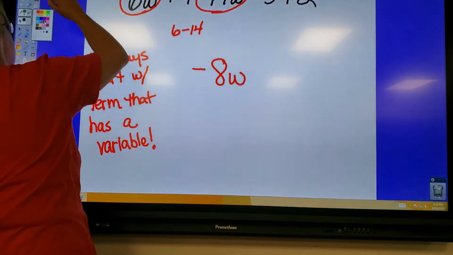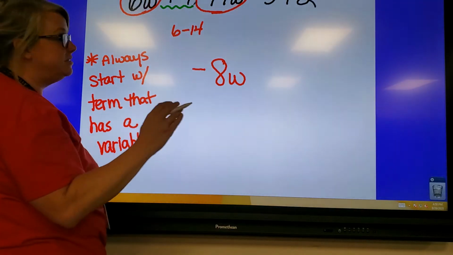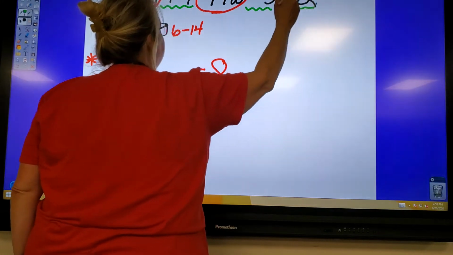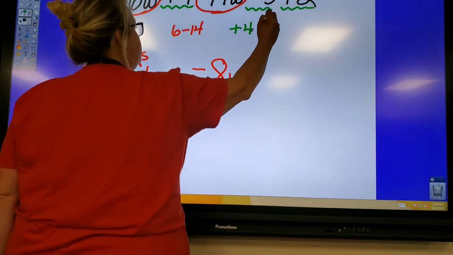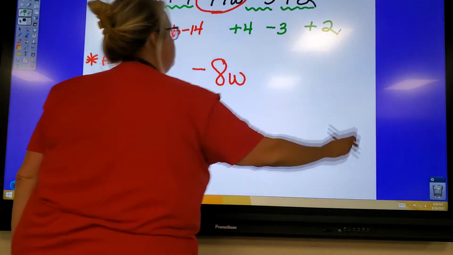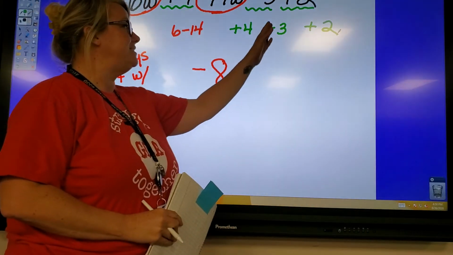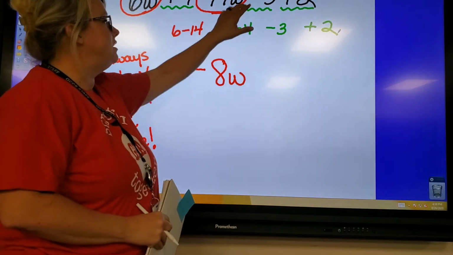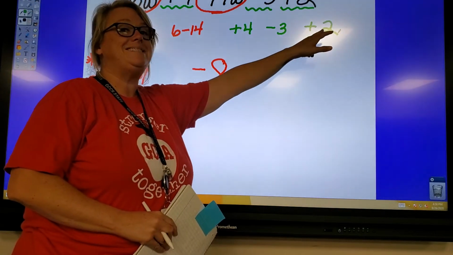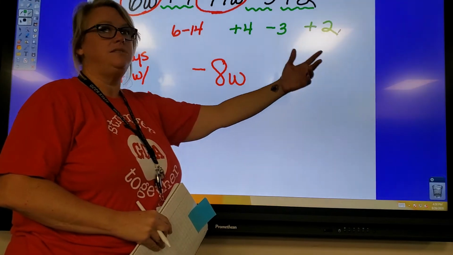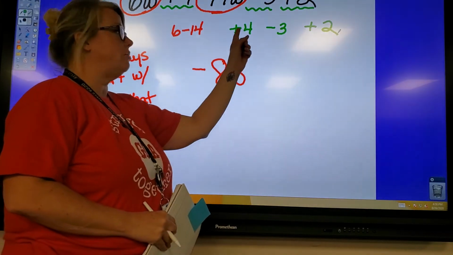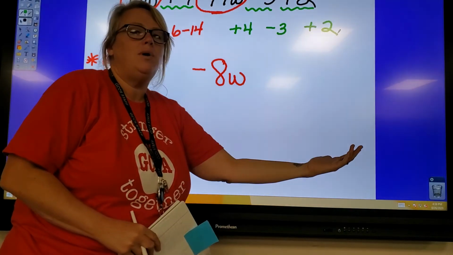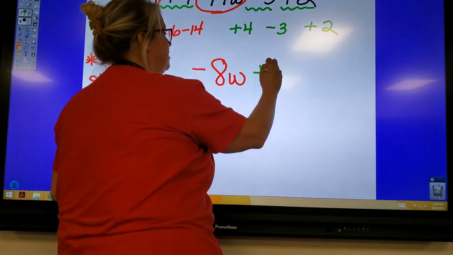What I'm left with then are these constants, these numbers that don't have variables. 4, negative 3, plus 2. Now, because of the commutative property, which we've talked about, you can combine these numbers in any order that you want to. So I think if I was doing this, I would combine my 4 and my 2 and get 6, and then do 6 minus 3 is 3. You might just want to work your way straight across. 4 minus 3 is 1. 1 plus 2 is 3. Either way, you get the same answer of a positive 3.